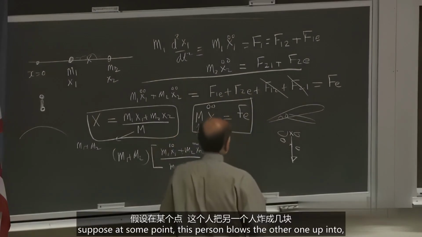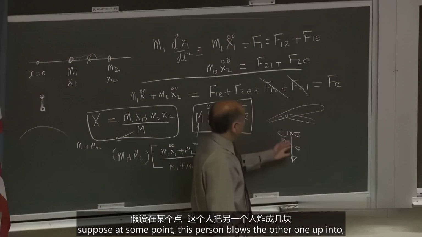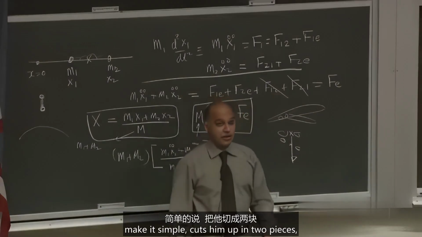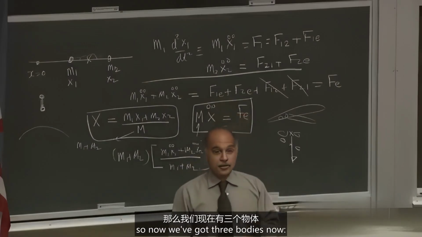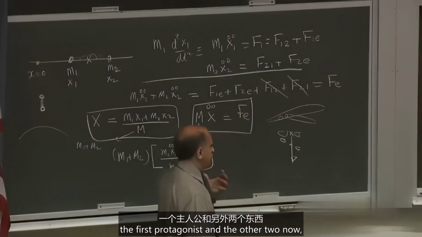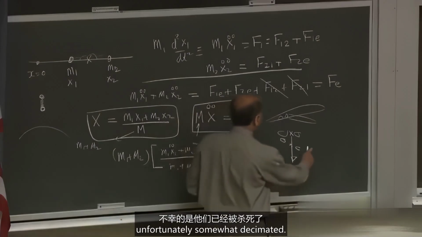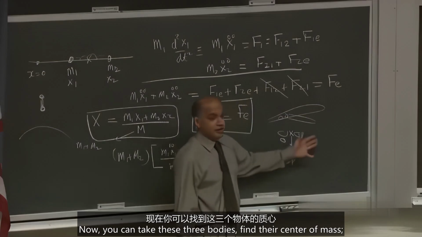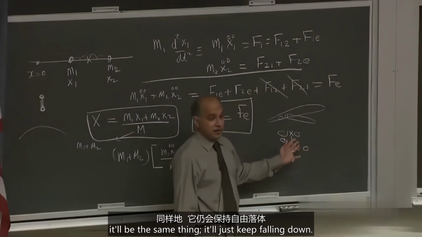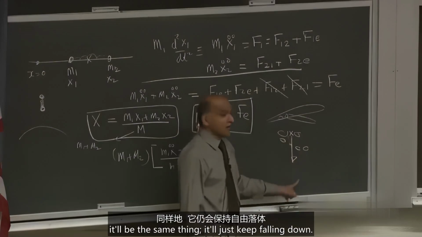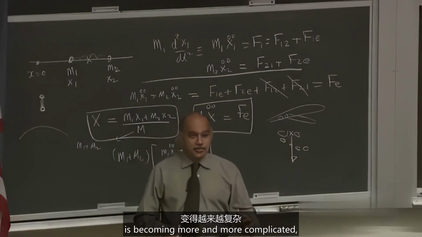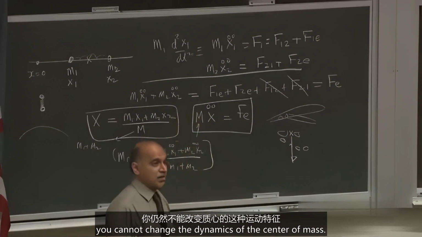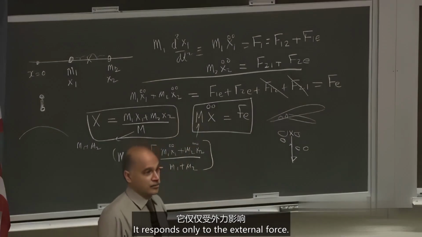Or, for example, suppose at some point this person blows the other one up, say it's a samurai battle. Make it simple, cuts them up in two pieces. So now we've got three bodies: the first protagonist, and the other two, unfortunately, somewhat decimated. Now you can take these three bodies, find their center of mass, it'll be the same thing. It'll just keep falling down. So even though the system is becoming more and more complicated, you cannot change the dynamics of the center of mass. It responds only to the external force.